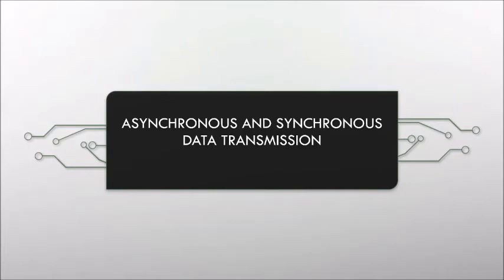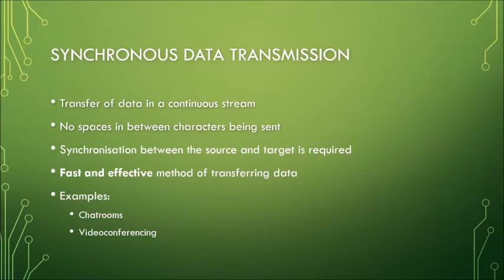So now let's move on to asynchronous and synchronous data transmission. Synchronous data transmission is the transfer of data in a continuous stream, with no spaces between the characters being sent. So the source knows where each new byte begins, because there are no spaces between them. Synchronization between the source and the target is required. It's a fast and effective method of transferring data. Examples are chat rooms, video conferencing, etc.